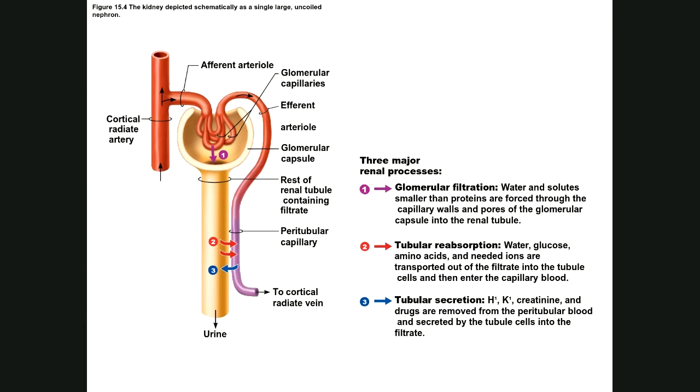So as you can see, in glomerular filtration the water and solutes smaller than proteins are forced through the capillary walls and pores of the glomerular capsule into the renal tubule. So this is a simple filtration. Of course, this process depends on the differences between the hydrostatic and oncotic pressure. I'm going to explain this shortly. Basically, the hydrostatic pressure, if you remember, is the pressure which pushes. If you have two sides of a membrane, usually substances will move from high pressure to lower pressure, and that pressure is known as hydrostatic pressure. And it is the same here as the blood pressure, which is around, as we mentioned, 45 to 50 millimeters of mercury.